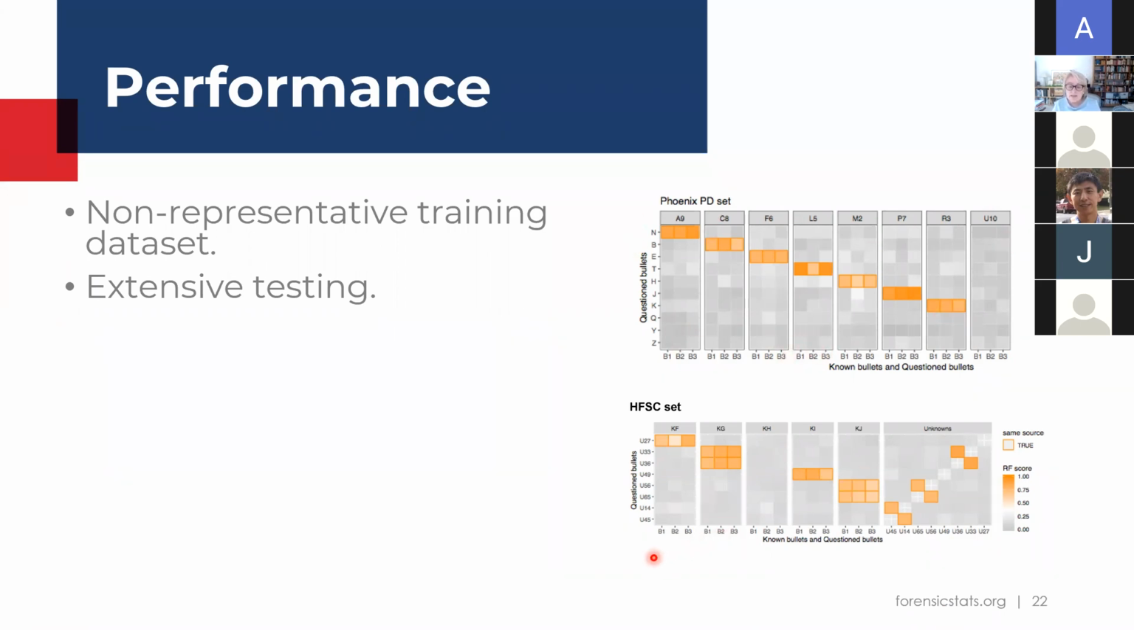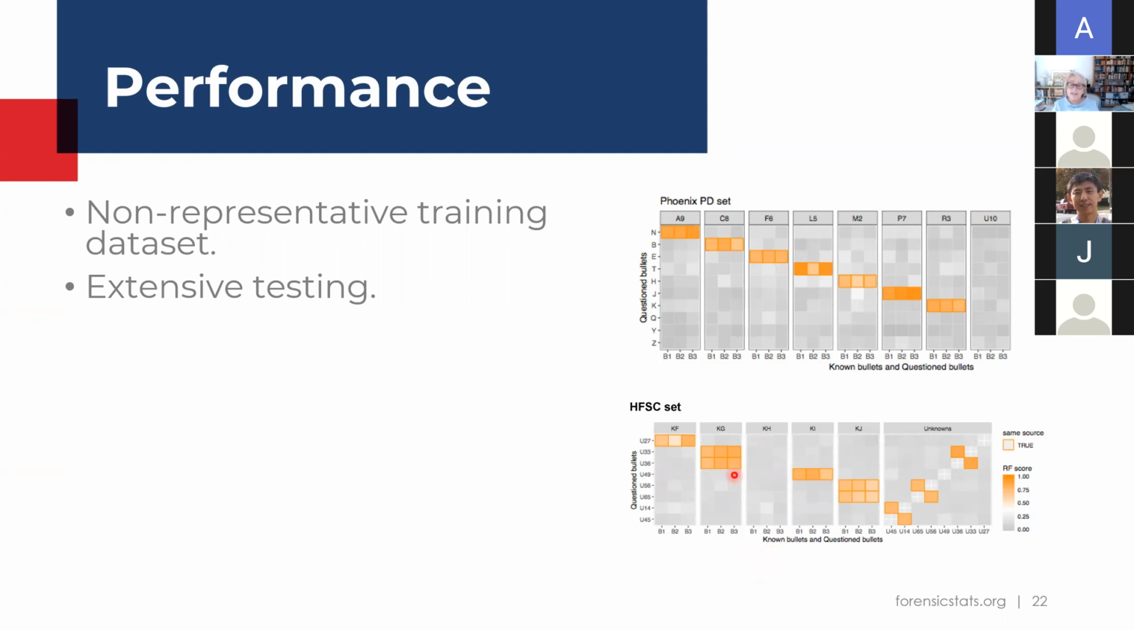The same with Houston Forensic Science Center. Again, they sent us a bunch of barrels, and again everything was correct. So for example, U33 and U38, the question bullets both were fired from the same gun, KG, and then U27 was fired from KF, and we had nothing from KH and so on.